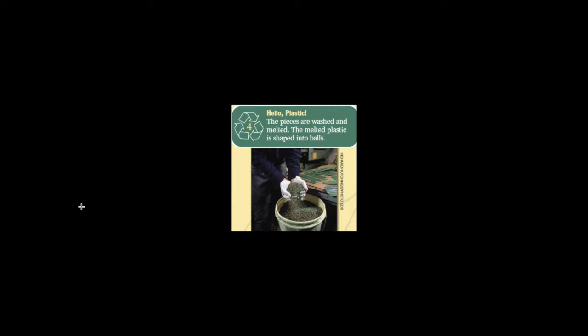Number 3, goodbye bottles. The old bottles are put into machines that break them into tiny pieces. 4, hello plastic. The pieces are washed and melted. The melted plastic is shaped into balls. And then 5, a new life. The tiny balls of plastic are packed in barrels and sent to factories. They can be made into lots of things, like fleece clothing. This playground equipment was made of recycled plastics.